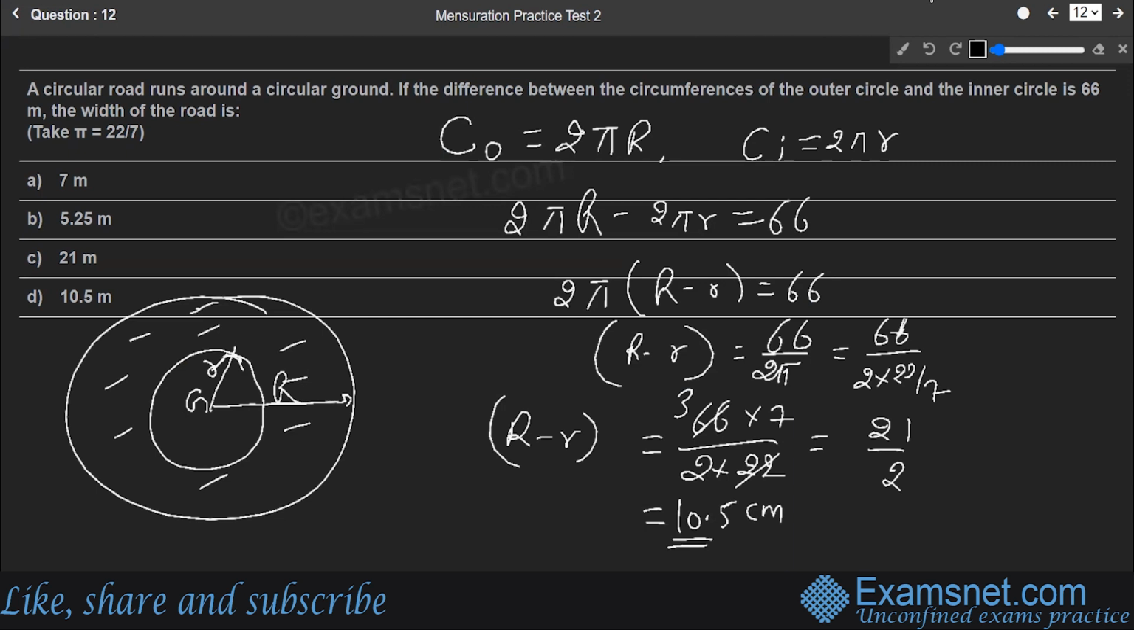What he has asked for is the width of the road. So the width of the road is nothing but the difference of the radius. So the width of the road is 10.5 centimeter, which becomes the right answer available in option number D.